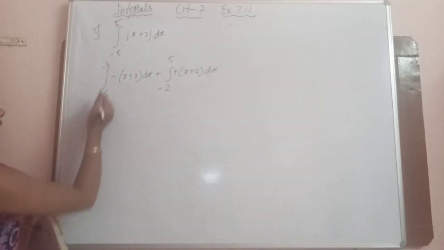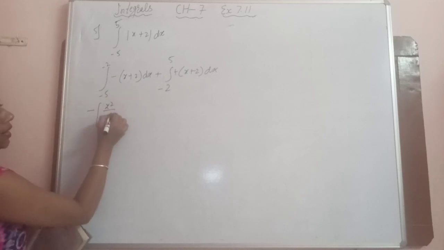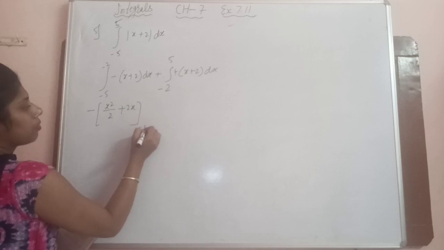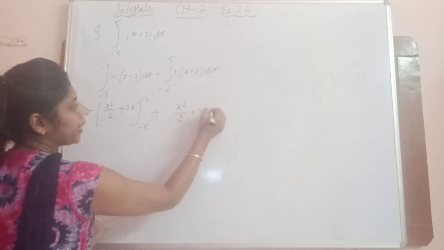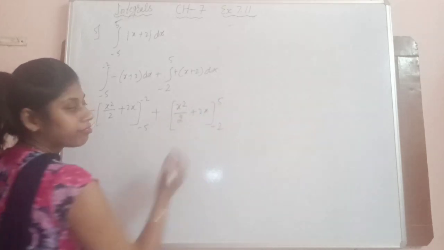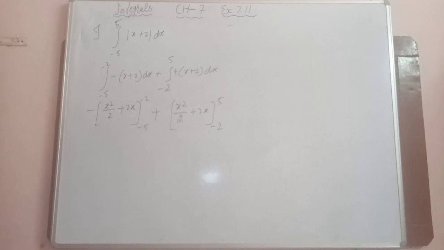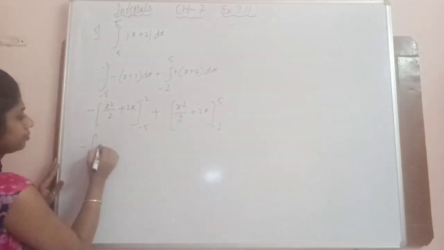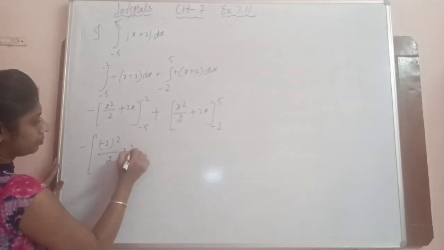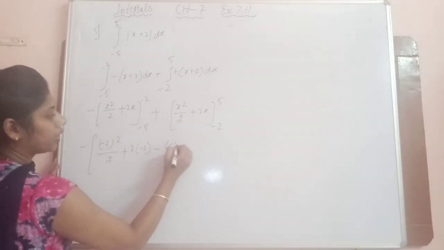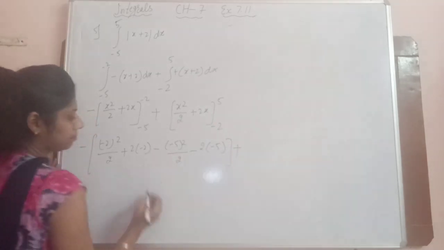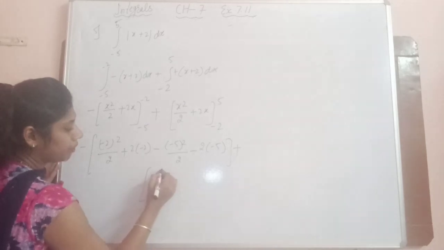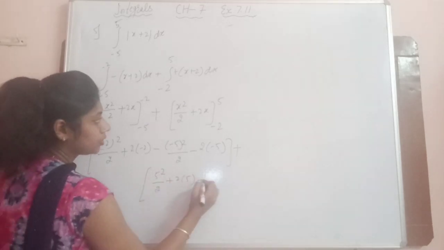Now, integrate both sides. Minus as it is, x square by 2 plus 2x, limits minus 5 to minus 2. Similarly here, x square by 2 plus 2x, limits are minus 2 to 5. Now put the upper limit minus lower limit. Minus as it is, firstly put minus 2, minus 2 square upon 2, minus, then the lower limit. Similarly here, firstly put the upper limit, then the lower limit.